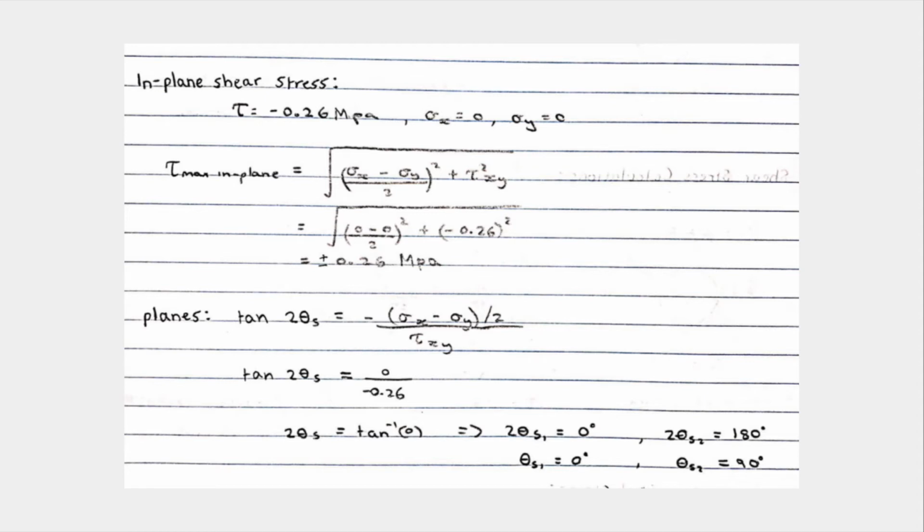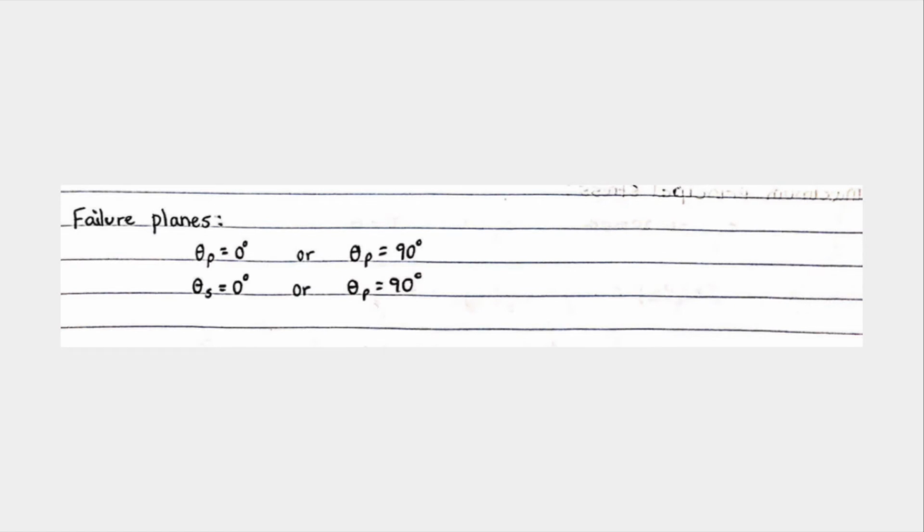Next, we calculate the in-plane shear stress by setting tau equals to negative 0.26 MPa, which is our max shear stress, and setting sigma x and sigma y both equal to 0. And here we obtain that the max in-plane shear stress is equal to plus minus 0.26 MPa. Here we have the failure planes derived from the maximum principal stress and the in-plane shear stress.